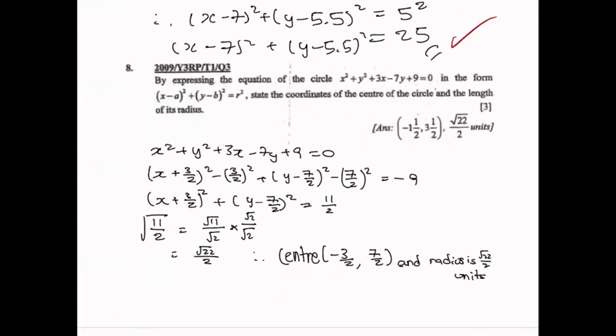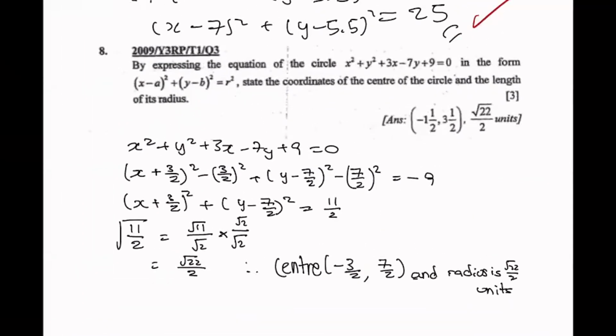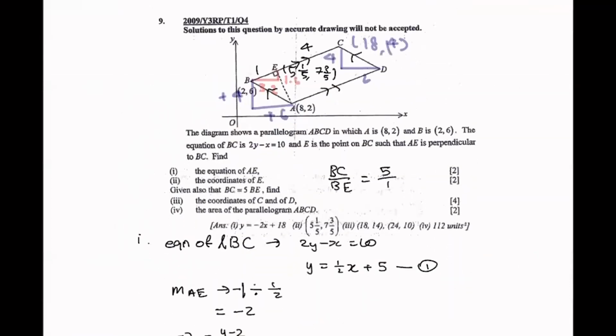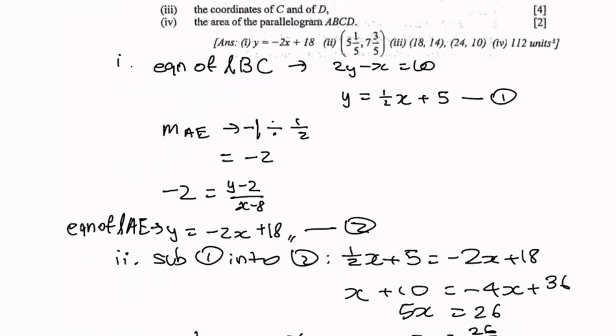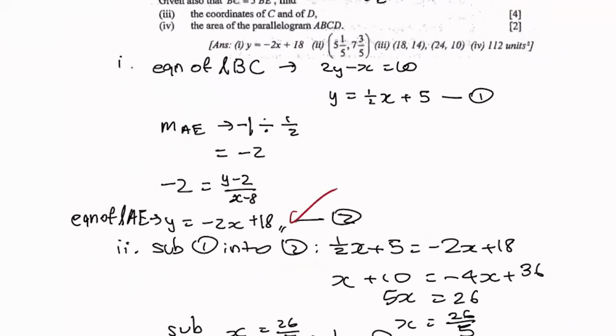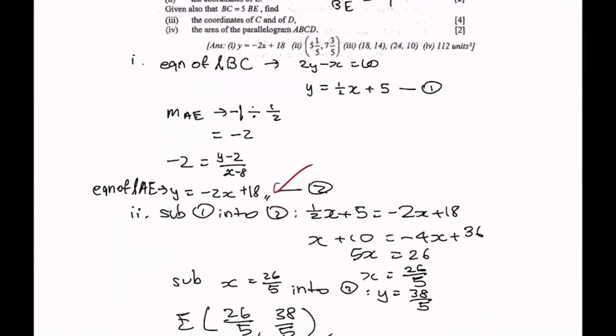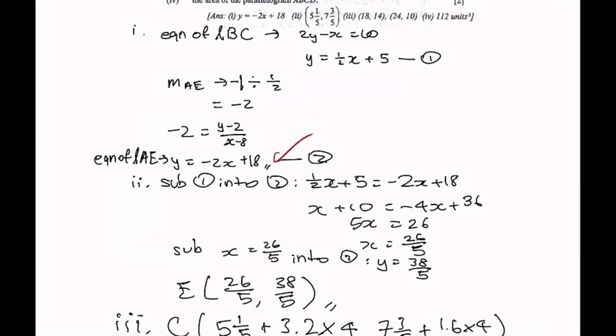Next one. What is this? Minus 1/2, 3 halves. Okay, radius square root 22 over 2. Good. Next one. Wow, that's a complicated looking diagram. y minus 2x plus 18. Okay. 5 1/5. Yeah, correct.